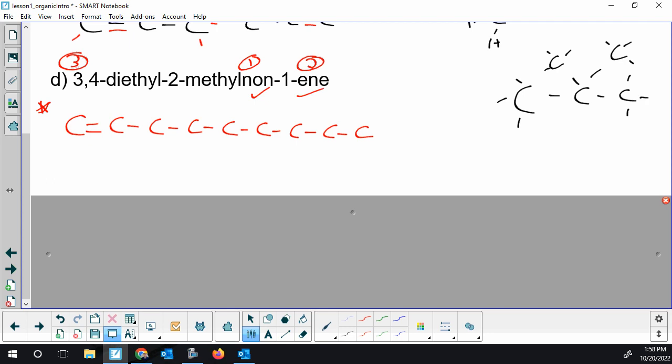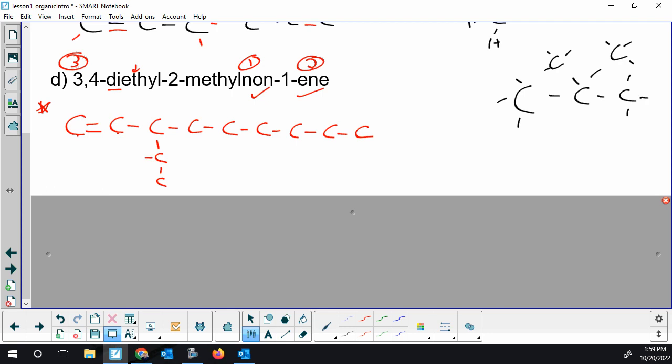Now I've got 3 different alkyl groups to deal with. I have 2 ethyls. Ethyl means 2 long branch. It's not 2 branches, it's 2 carbons in the branch. So my first, my second, my third carbon needs a branch of 2. I could go up or down. I'll go down, I got more room. And on a test or quiz, go wherever you have more room and it's a clearer answer. Down 1, down 2.